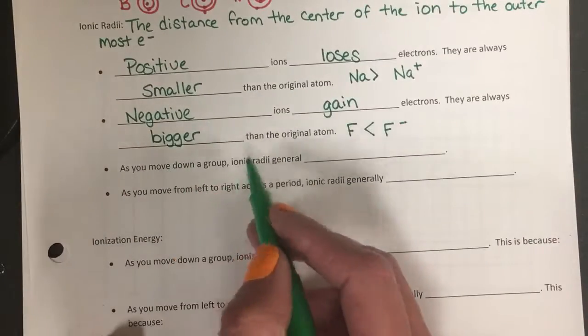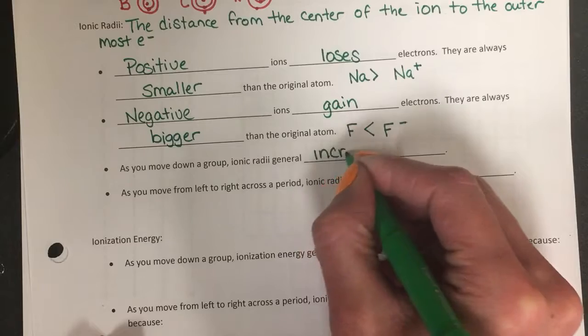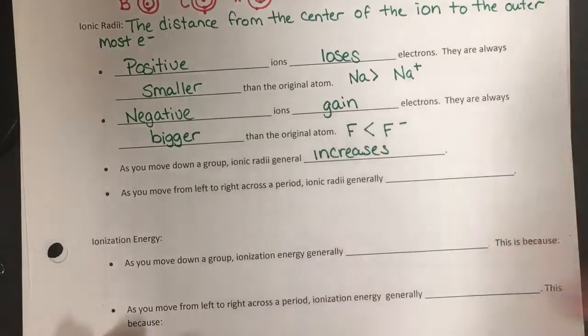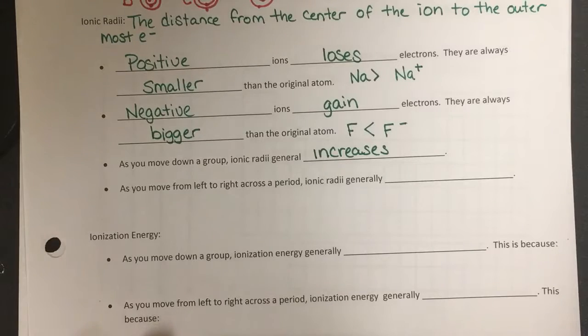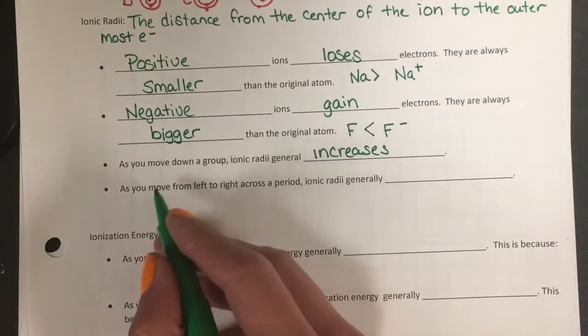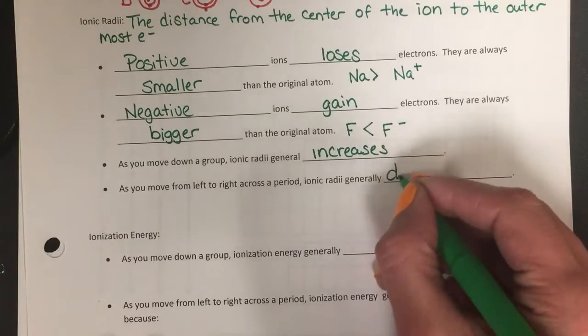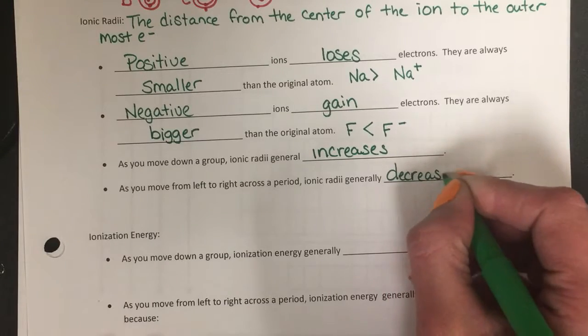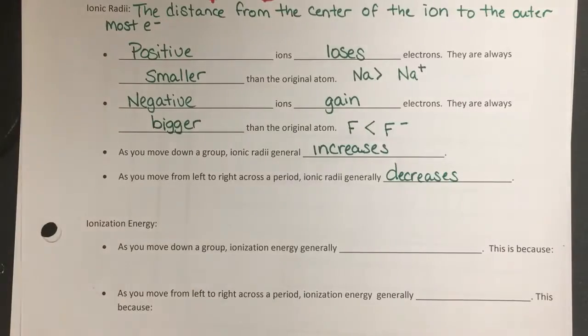If I'm moving down a group, ionic radius is going to increase for the same reason it did before. I've got more electron orbitals. As I'm adding electron orbitals, my atom's getting bigger and bigger. As I move from left to right, my ionic radius is going to decrease because I have more positive protons.